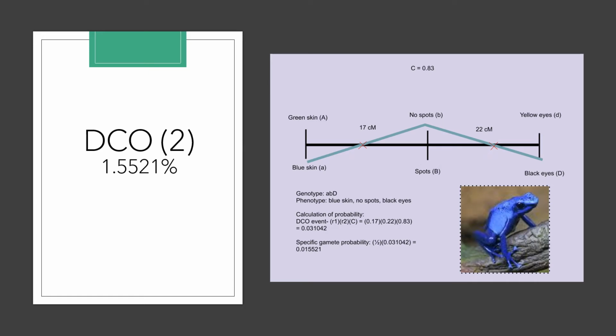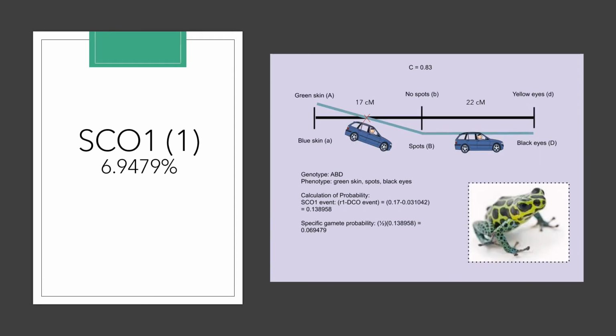This is the other double crossover, and it can have blue skin, no spots, and black eyes. Also note that it will be the lowest chance of having this. All double crossovers will be the lowest chance. This is a single crossover event.